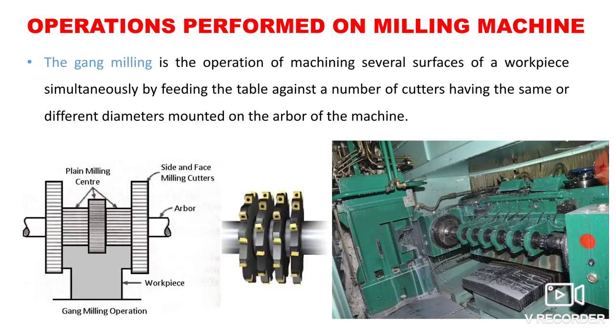Now the next operation is gang milling. Gang milling is the operation of machining several surfaces of a workpiece simultaneously by feeding the table against a number of cutters having the same or different diameters mounted on the arbor of the machine.